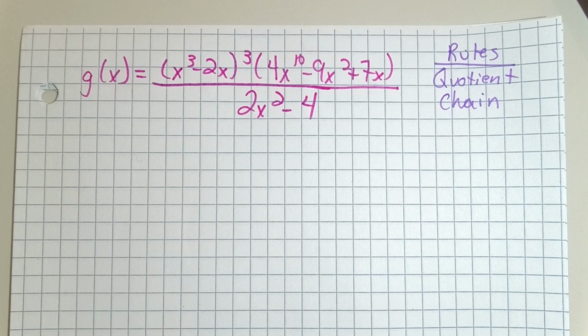This is one way. Another way is quotient. Quotient is probably the easiest. What does quotient mean? Division. This means we are dividing. So anytime you see it in fraction form, this means we're using quotient rule.